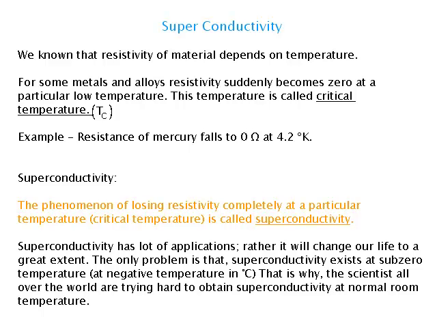Superconductivity, the phenomenon of losing resistivity completely at a particular temperature, that is critical temperature, is called superconductivity. Superconductivity has lots of applications. Rather, it will change our life to a great extent. The only problem is that superconductivity exists at sub-zero temperature, that is at negative temperature in degrees Celsius. That is why the scientists all over the world are trying hard to obtain superconductivity at normal room temperature.